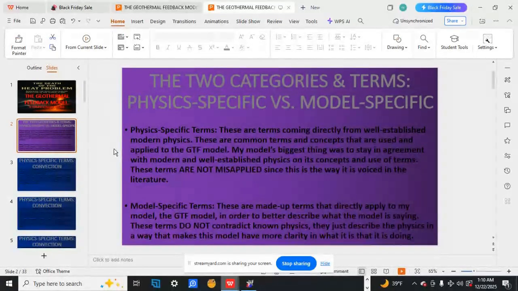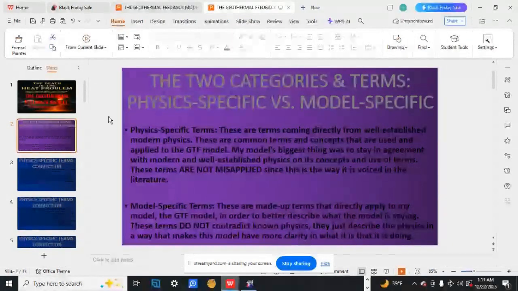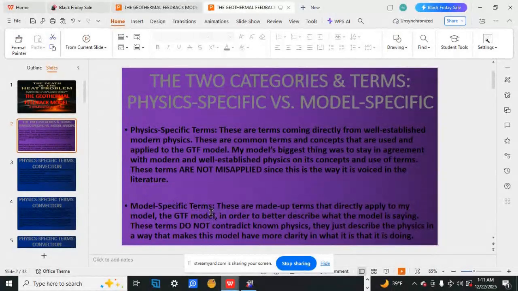They just describe the physics in a way that gives this model more clarity about what it is doing. It is just a way for me to describe how I'm approaching the situation, how my GTF model is applied to the particular situation, etc. It's not in any way inventing arbitrary terms that somehow try to bend physics to my will. That's not what it's doing.